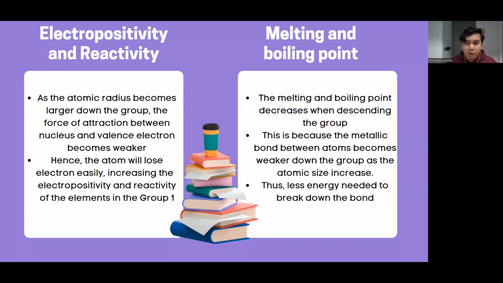Melting and boiling point. Opposite to the other properties, melting and boiling points decrease when descending the group. This is because the metallic bond between atoms becomes weaker down the group as the atomic size increases. Thus, less energy is needed to break the bond, which makes them have lower melting and boiling points.